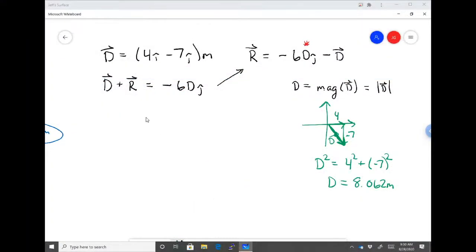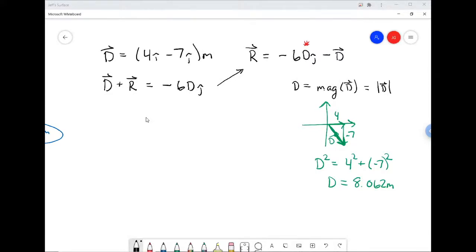All right. So now we can solve this problem, and it's not that bad. What I'm saying here is we're trying to find r. Picking up where we were up here, it's going to equal minus 6 times the magnitude of d, which we just found, 8.062 meters, j hat, minus d itself, vector d, which is 4 i hat minus 7 j hat meters.